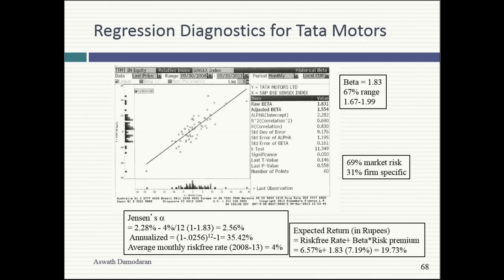So Tata Motors, my beta is 1.83. If I plug it into my expected return in rupees, my risk-free rate is 6.57%. Do you remember where that came from? I start with the government bond rate in rupees, 8.82, and I removed 2.25%. Remember you guys were freaking out when I did this? I removed that premium. Said, look, it's getting too low. And I said, trust me, I'll come back and punish this company.